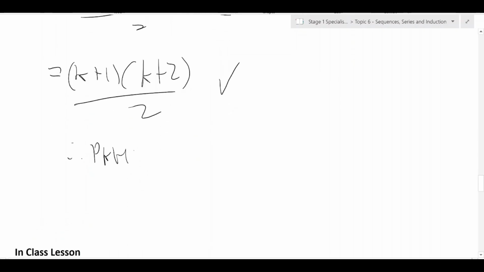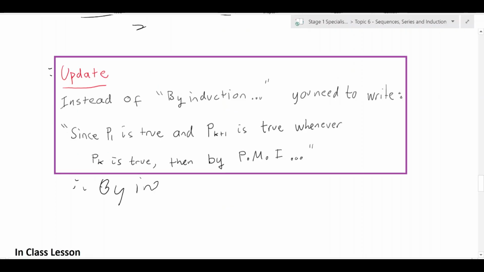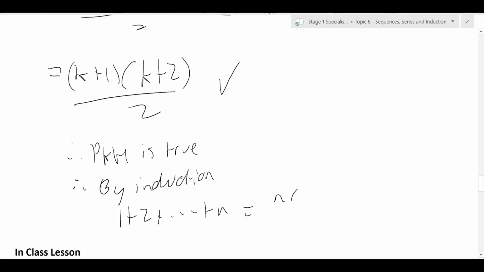Therefore, P(k plus 1) is true. Therefore, by induction, we have 1 plus 2 plus up to n equals n(n plus 1) over 2 for all n greater than or equal to 1 and n an integer.